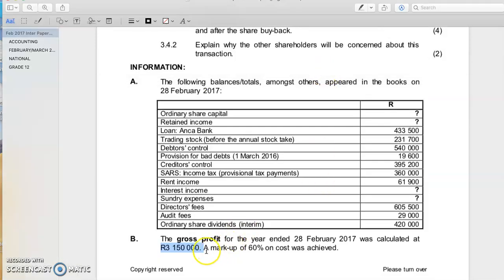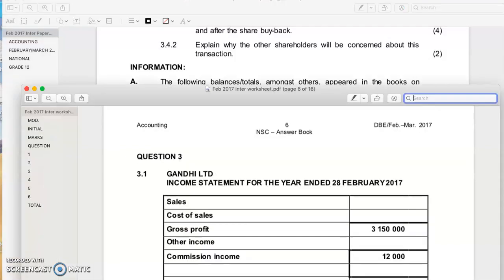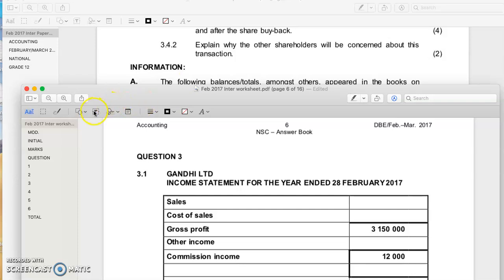But now they tell us that a markup of 60% on cost was achieved. So very quickly, I'm going to show you how I calculated. I want to remind you that there are many different ways of calculating things. If you didn't calculate it the way I did, that's okay. If you got the final answer, that's what's important, and your way is probably correct too. What I did was I said 3,150,000 divided by 60%.